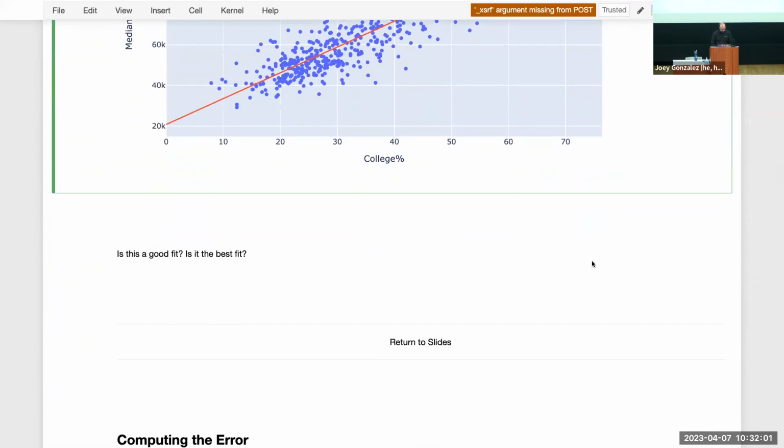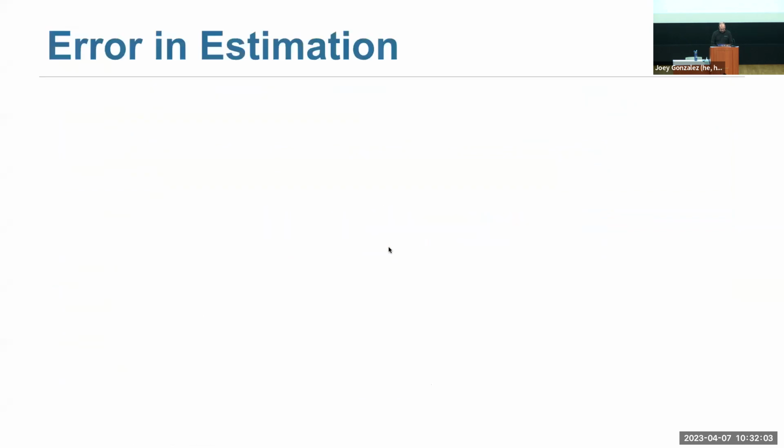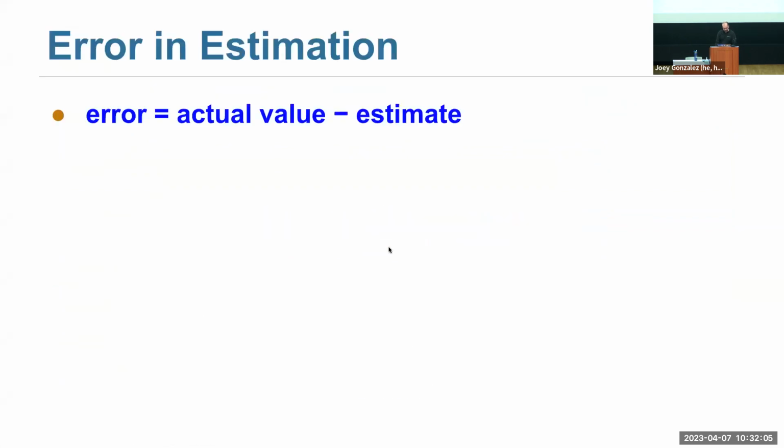To answer that, I have to return to my slides. So we did least squares. Now let's talk about error. We're going to use a very simple notion of error for this model. We have what we actually observed, the median income for the district, and then we have our estimate. And we're going to say the error is the difference. It's a pretty simple notion of error.